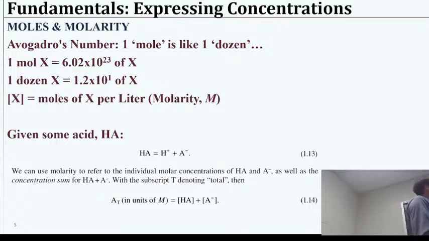If 1 dozen of X is 1.2 times 10 to the 1 power, aka 12, right? We don't ever think of it that way or write it that way, in scientific notation, but truly that's what 1 dozen means, right? So in the same way, 1 mole is very much like that. 1 mole of X is 6.02 times 10 to the 23rd of X. Okay, so then when we express concentrations, typically when we use the brackets here, brackets around X would mean that's moles of X per liter.